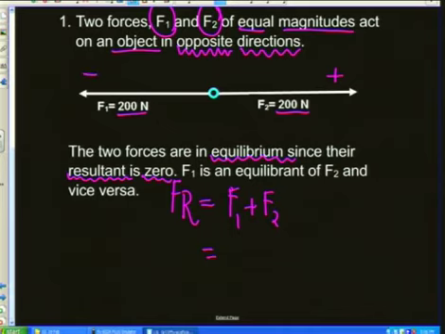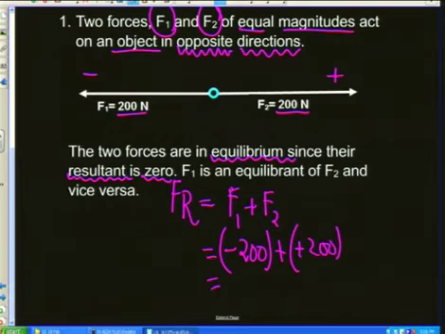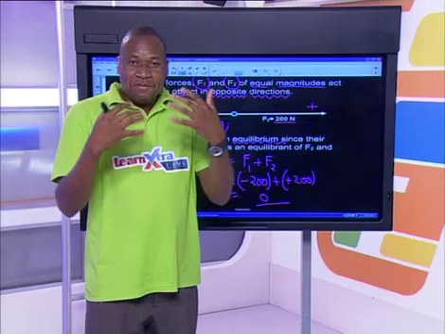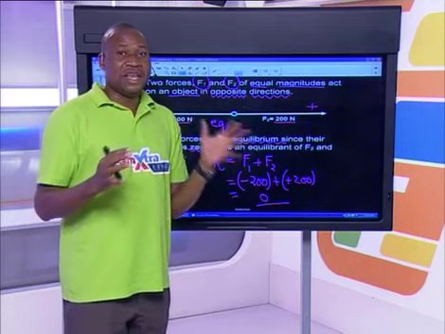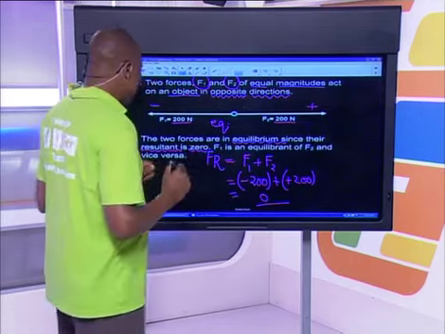So you will end up saying F1 will therefore be negative 200 plus positive 200. Now, what do you get when you add those two? You definitely get a 0. So 0 resultant. So we say that these forces are in equilibrium. Okay? Now, we said that if there is a force that brings in a balance to a number of forces acting together, we call that an equilibrium.